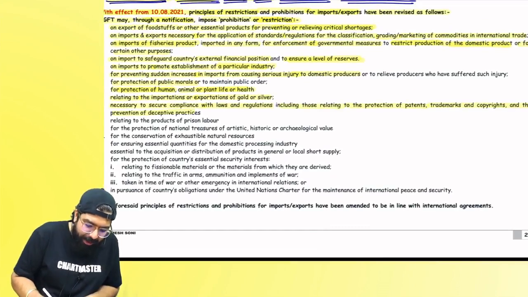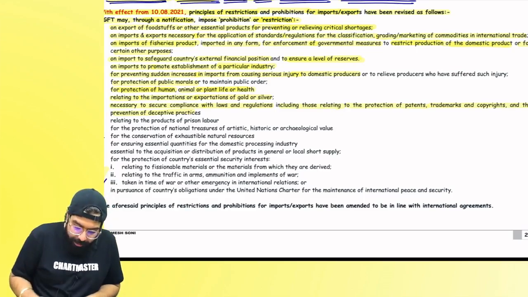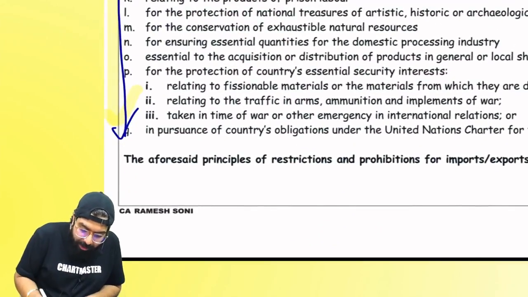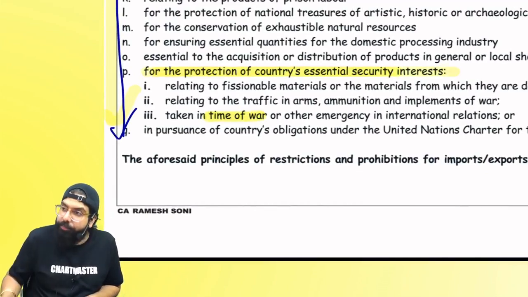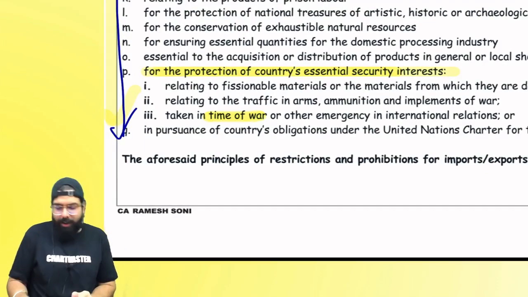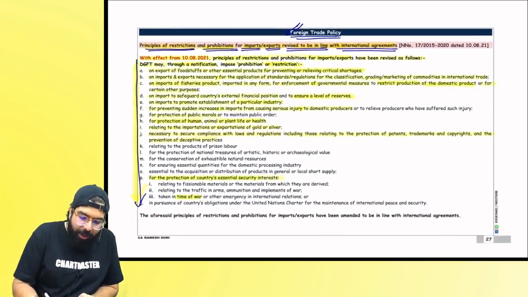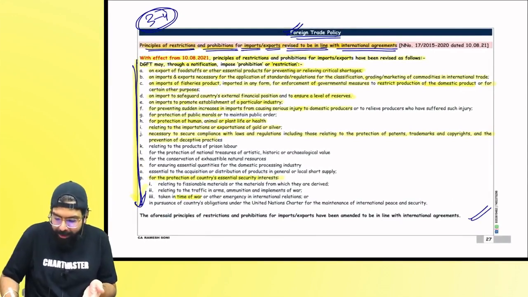So these are basically the general principles which are to be implemented by the government. Also, for protection of the country's essential security interest, at the time of war, they can create all these restrictions. This is just for your reading once. Please read and go. At least 3 to 4 points you remember. Why? Because they can ask you. I think it is general and explanatory, everyone.